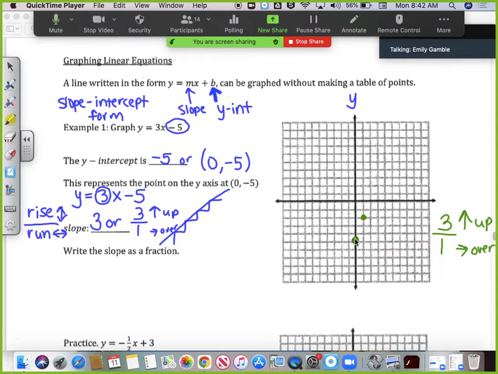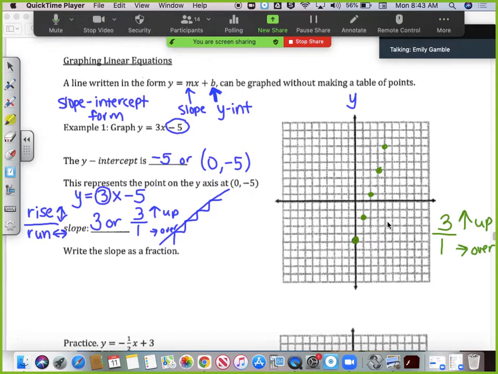And I can keep doing this. Go up 3, 1, 2, 3, over 1, make another point. They will all lie on the same line. You only need 2 points to make a line, but using slopes, you could just keep going because the slope never changes. The slope is the constant rate of change.